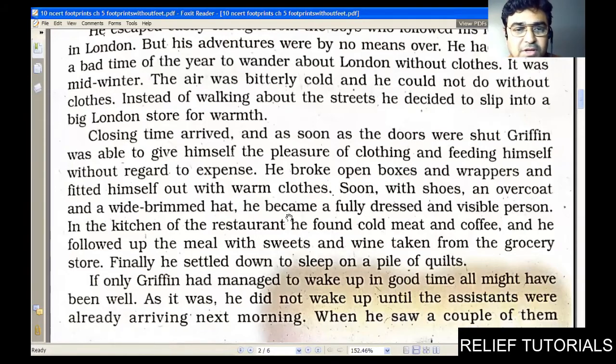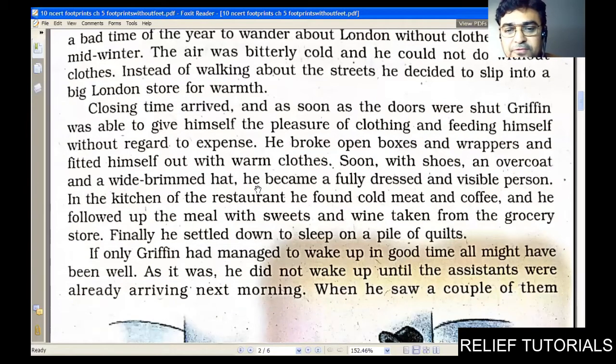In the kitchen of the restaurant, he found cold meat and coffee, and he followed up the meal with sweets and wine taken from the grocery store. Finally, he settled down to sleep on a pile of quilts. Quilts means blankets, that soft one, fragile.